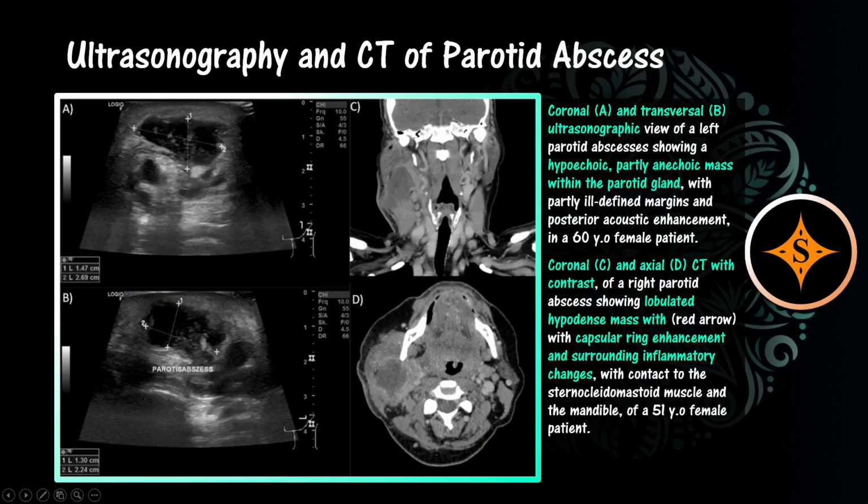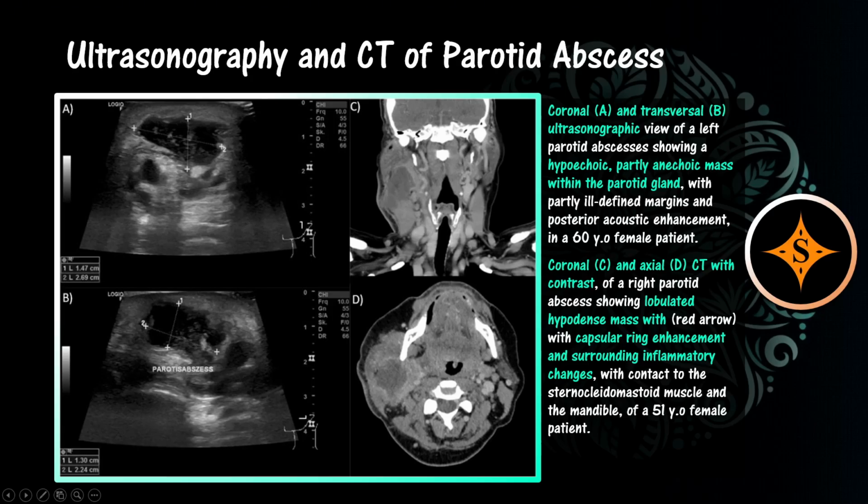This image is the depiction of parotid abscess under ultrasound and also under CT scan with contrast. The first row, the A and C image, is the coronal view, meaning it is the view that you get as if you're facing the patient from the front.